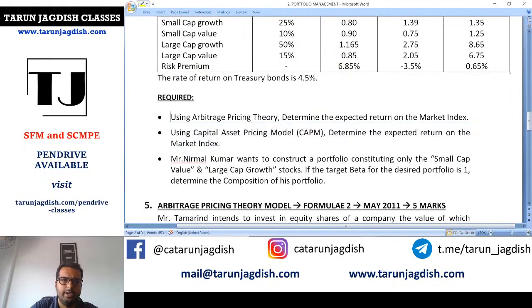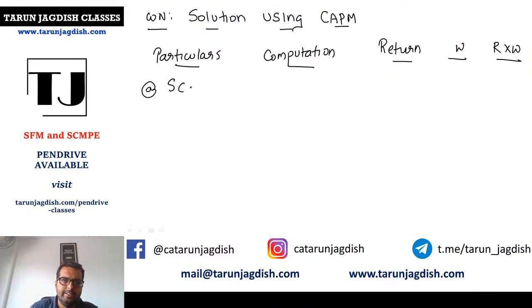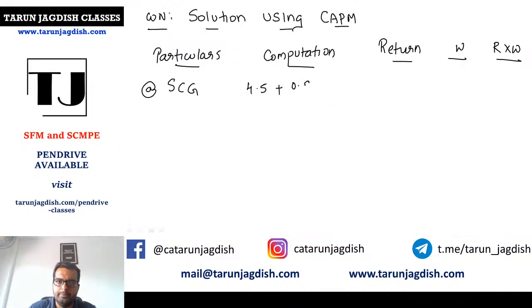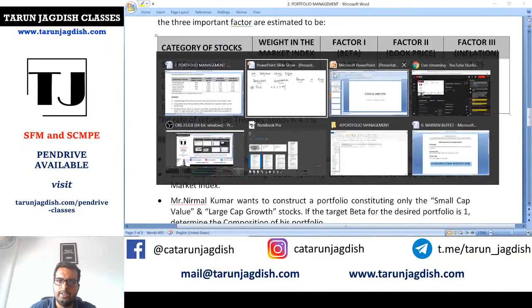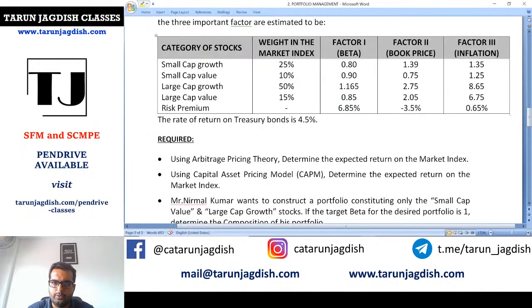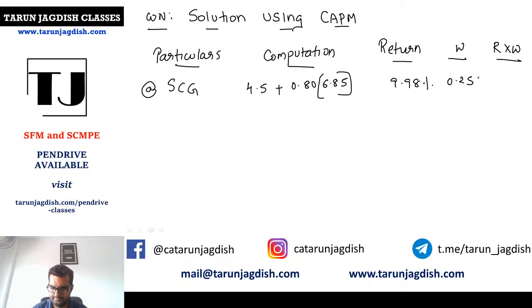Okay. The first one is small cap growth, SCG. Listen very carefully first. Then I'll show you the question. You have to solve it. So please copy down this format in your books. It will be RF plus 4.5 plus beta. Beta is 0.8 into RM minus RF. So that is 6.85. That's it. Nothing else is required. The return will be 9.98 percentage. The weight for the first one is 25 percentage. I'll get the answer as 2.495.